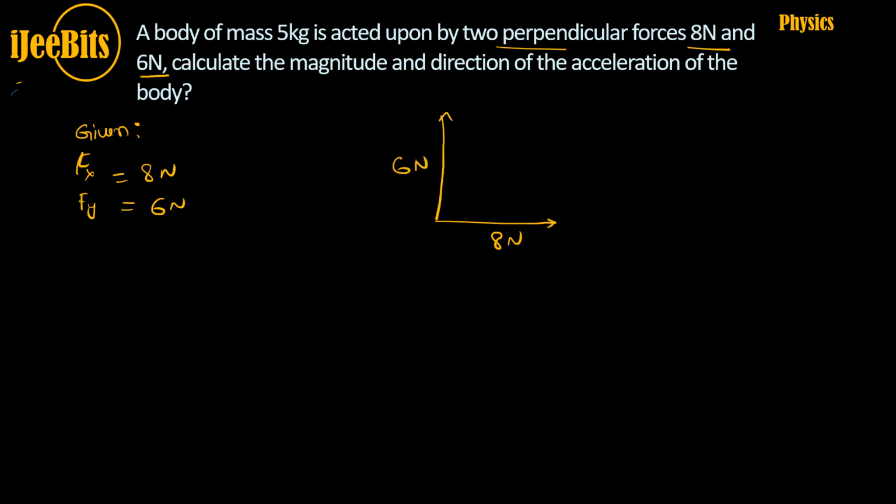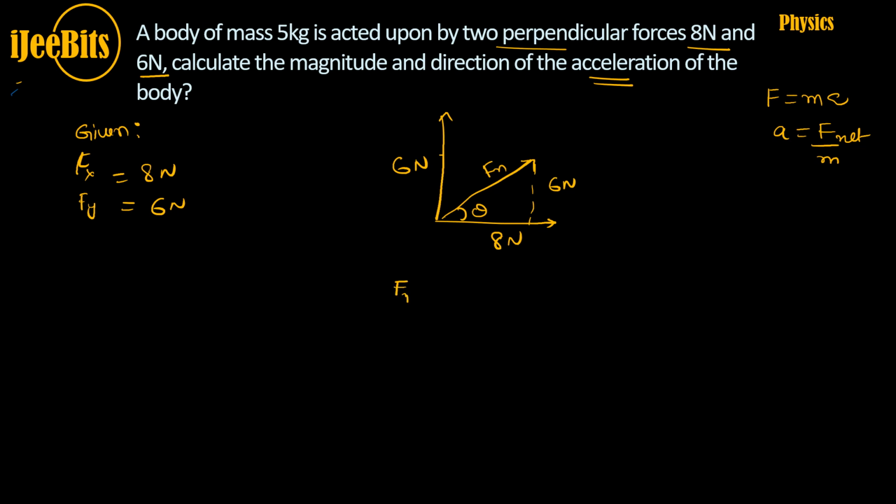Since we are calculating the magnitude and direction, the resultant is what they are asking for. To calculate the acceleration, what do we need? F equal to ma, then a equal to F by m. So you need the net acceleration. So the calculation would be the resultant, Fn, that you have to calculate. This is a right angle triangle with sides 8 and 6, and theta is what you need to calculate. How do you get Fn here?